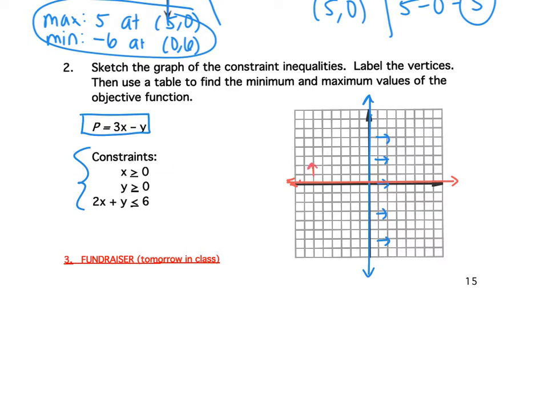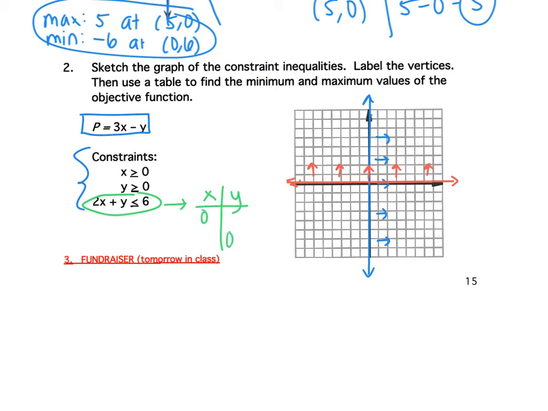Greater than is that up direction. And then the last one that we have is that 2x plus y is less than or equal to 6. So this is in standard form. In class, we've been telling you to create the xy chart. I know some of you like to solve for y. Most of the time, it's going to be easier just to create the xy chart.